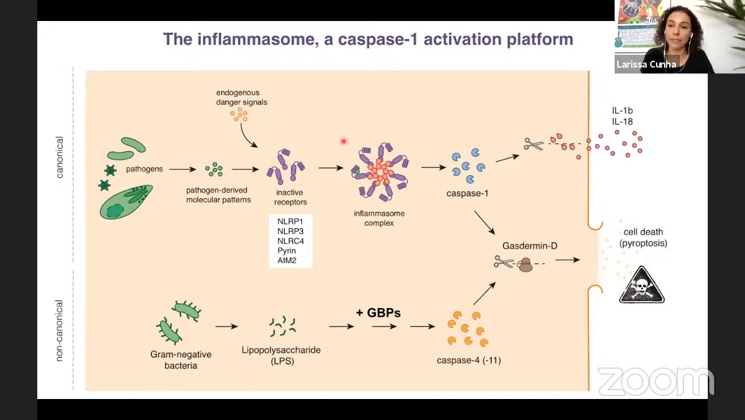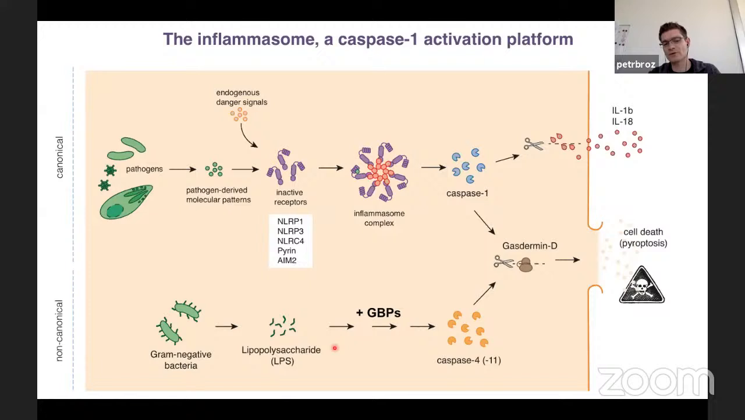No, so what you can do, in a naive cell, and we have done that, is artificially express the GBPs. Then you can regain non-canonical inflammasome activation, caspase recruitment and cell death, even in the absence of interferon priming. You can basically express GBP 1, 3, and 4, and that's sufficient to get this arm of inflammasome activation going during an infection. So then you don't need the interferon, which shows nicely that the interferon is only needed to get the GBPs expressed.